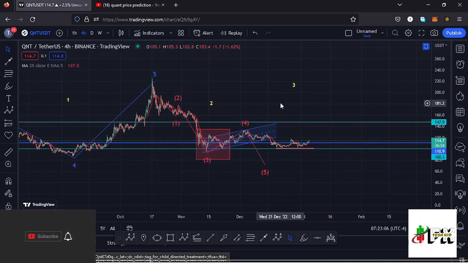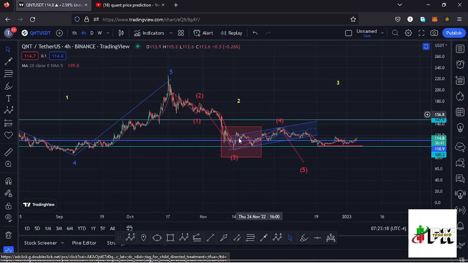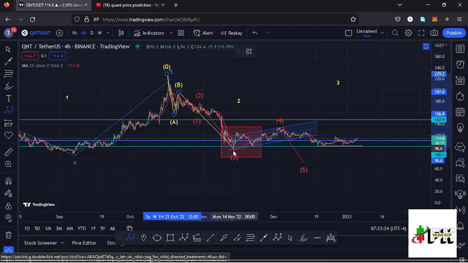In the formation of a second wave, which is a corrective wave, we also expect to see an ABC corrective structure within that second wave, and we are seeing such a structure right here, having this as the wave A, then we have seen the wave B, then we have continued pushing even lower in the formation of this wave C, which has now given us a low at around the $94.4 mark.